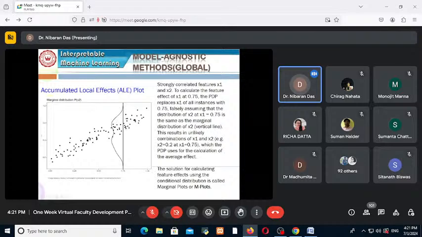So to calculate the feature effect of x1 at 0.75, if you notice the effects, you get these kinds of curves. And the PDP replaces all instances with 0.75. But here, if you notice, there are some effects here. First, the distribution of x2 at x1 is not the same as the marginal distribution of x2. So these are not the same, right?